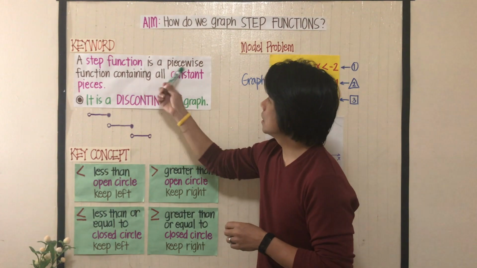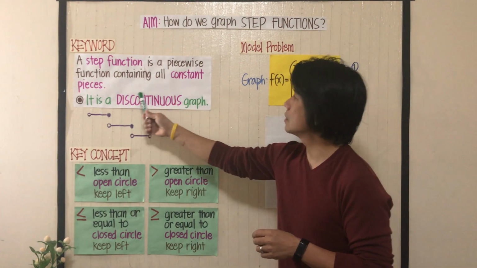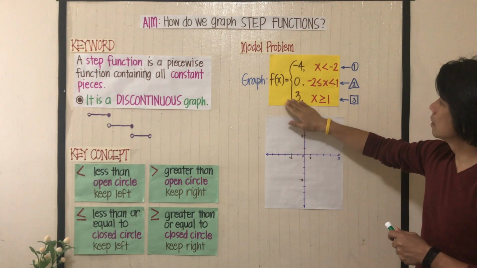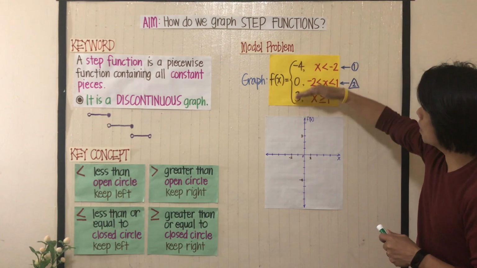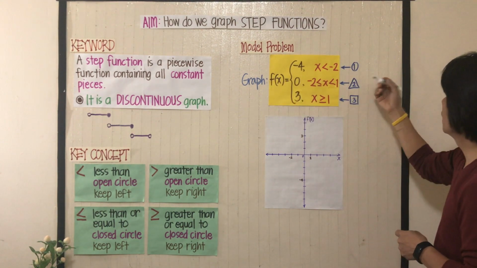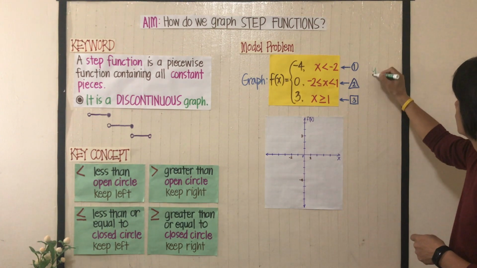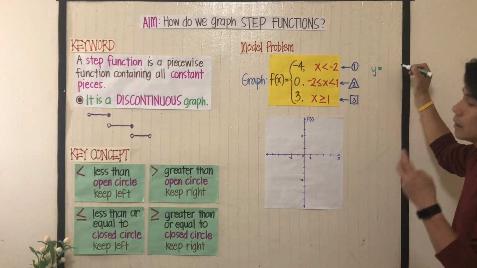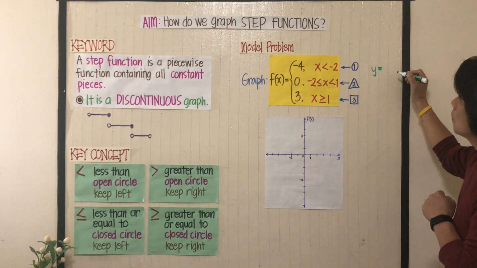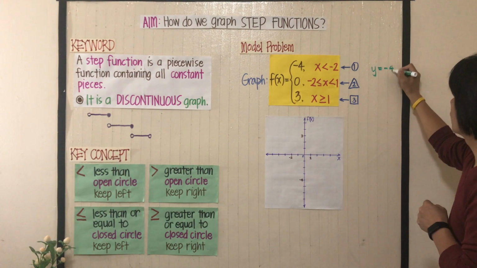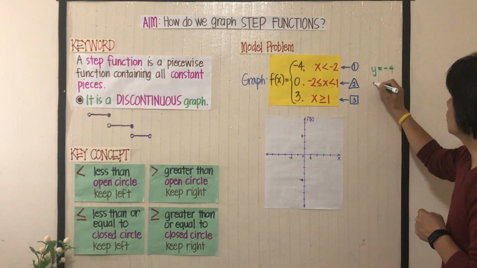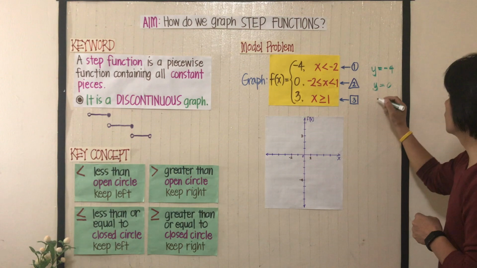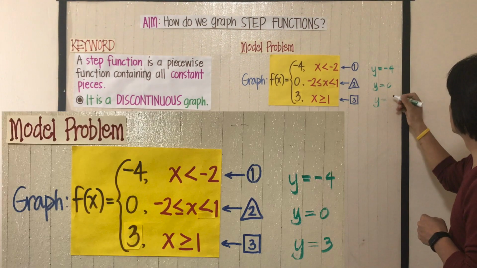A step function is a piecewise function containing all constant pieces. This is an example of a step function where there are three parts. F of x equals -4. F of x is equivalent to y, so this first equation is equal to y. F of x equals -4 is the same as y equals -4. The second function is y equals 0, and the third is y equals 3.